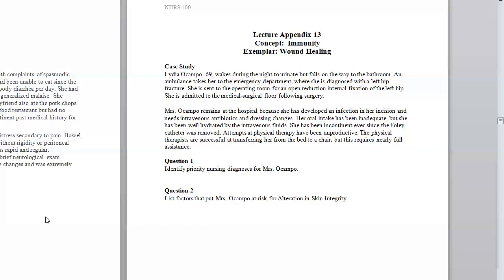And she's really having a hard time with the physical therapy, which at this point is pretty unsuccessful because it's taking a lot of physical energy to get this patient up from the bed to the chair. So you can see when that infection occurs, and especially with someone who is at a high risk, which Lydia Ocampo is, we see now many serious problems are starting to develop because of the infection and her prolonged hospitalization. So that's Appendix 13 with Lydia Ocampo.